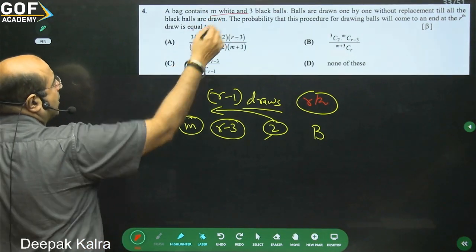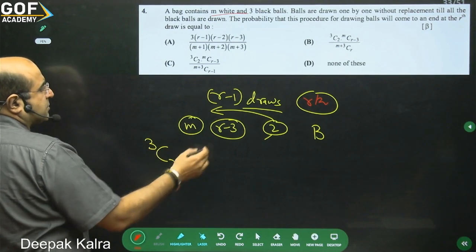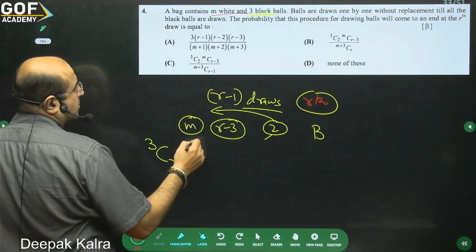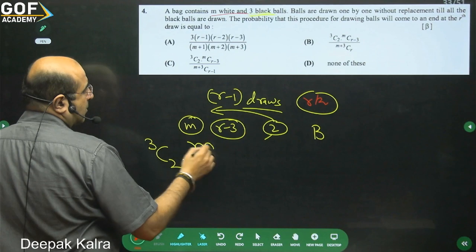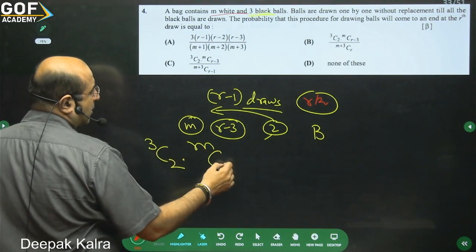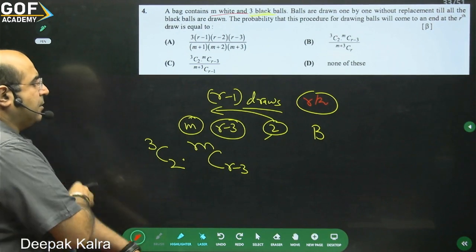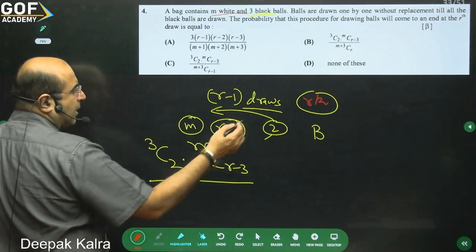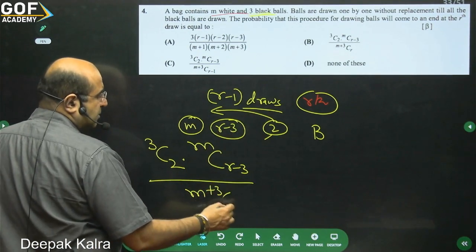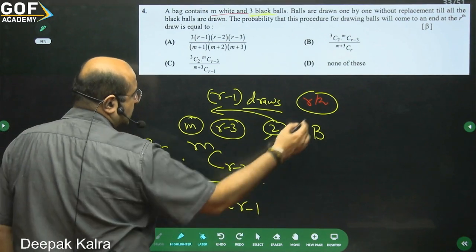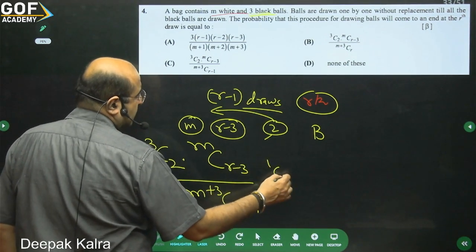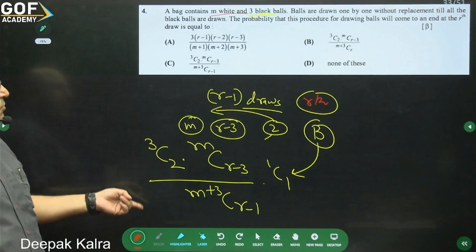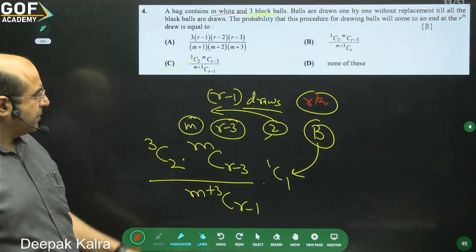So out of these 3, 2 balls you should draw first of all. And the balance M balls you draw, R minus 3 draws you draw from those M balls. And then you have M plus 3 C R minus 1, because the Rth draw you have to get only this, 1C1. This is the black ball. Isn't it? This is the story. I think this matches with your C part. You understand what I'm telling?